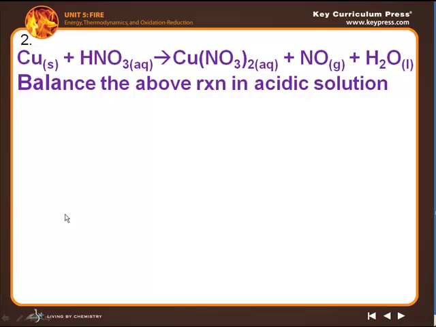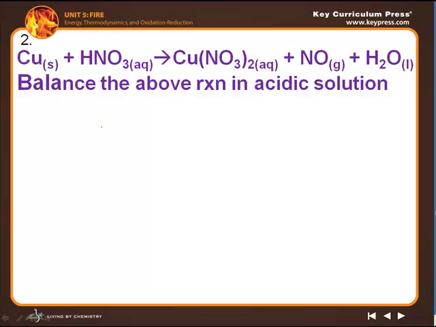Alright, ladies and gentlemen, we're going to look here at our copper solid being placed in nitric acid. This might have been solid copper powder placed in 8 molar nitric acid, making blue copper nitrate solution and brown nitrogen dioxide gas plus water being emitted. Now this reaction you might recognize from one of the labs we did earlier on in this year. So let's see if we can balance this reaction.